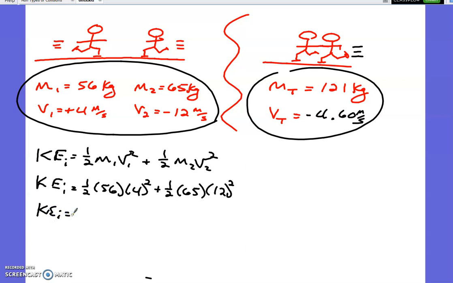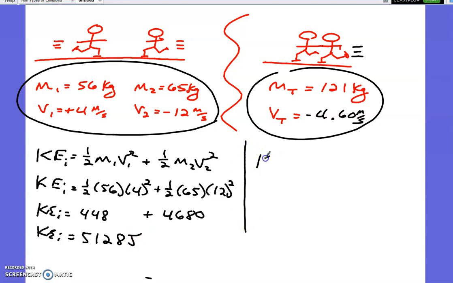We get this to be 448 plus 4,680, which gives us an initial kinetic energy of 5,128 joules.